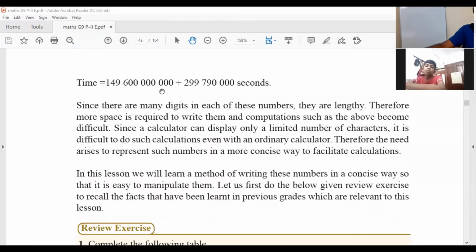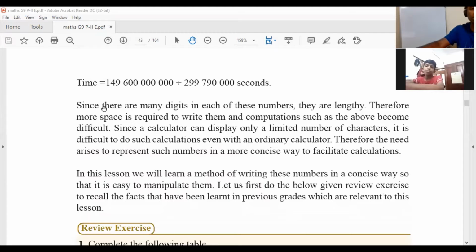Can you find this solution? No, it is very difficult, dealing with this kind of large values. So there should be a method to simplify and get the value of this kind of large numbers, right?